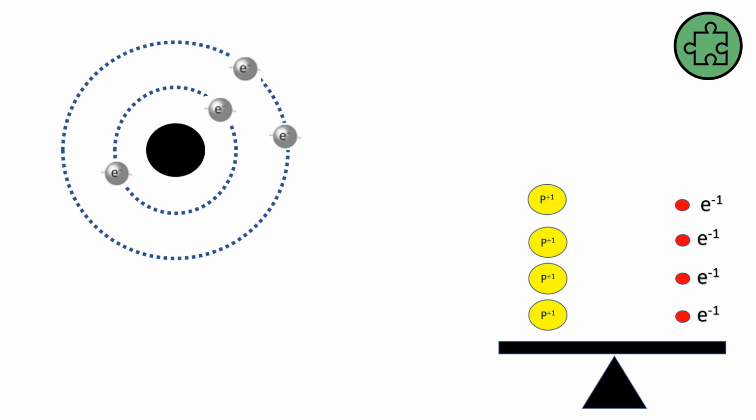Let's look at this one here. This is boron with the chemical symbol of B. Boron has 4 protons and it has 4 electrons, so the atom is neutral because it has equal numbers of positives and negatives. They cancel each other out.